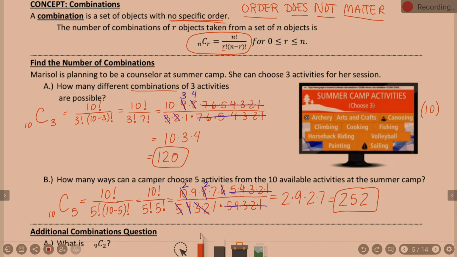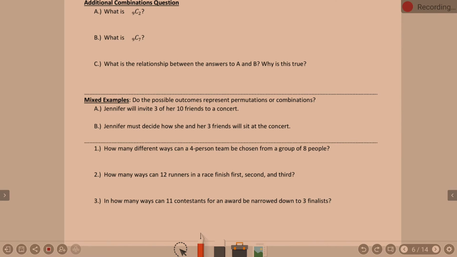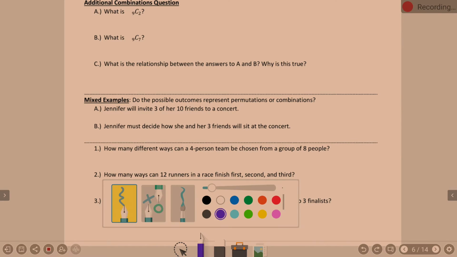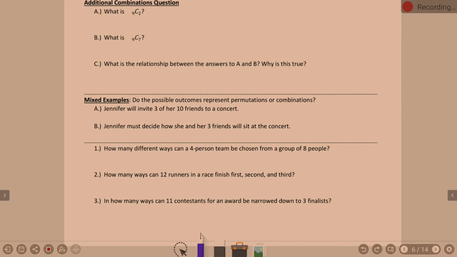Okay, got the basics here, yes? Okay. As you look at the next set, A asks us what is 9C2, so the combination of choosing 9 things, 2 at a time. And B asks us what is 9C7. And then C asks us to compare those. So let's look and see what happens here. Okay? I'm not saying we have to work 9C2 out all the way, but let's at least set it up.